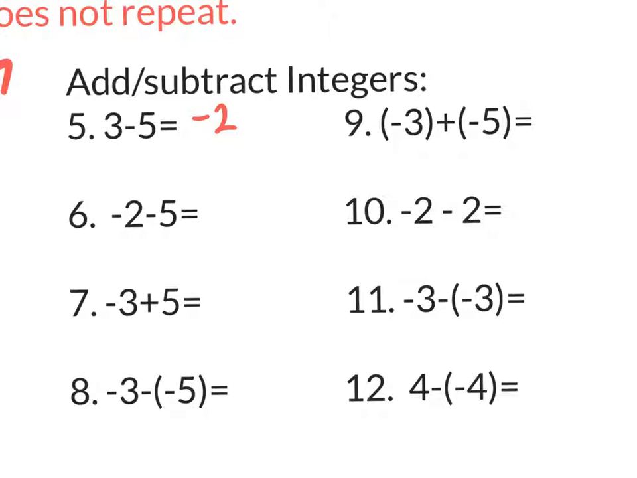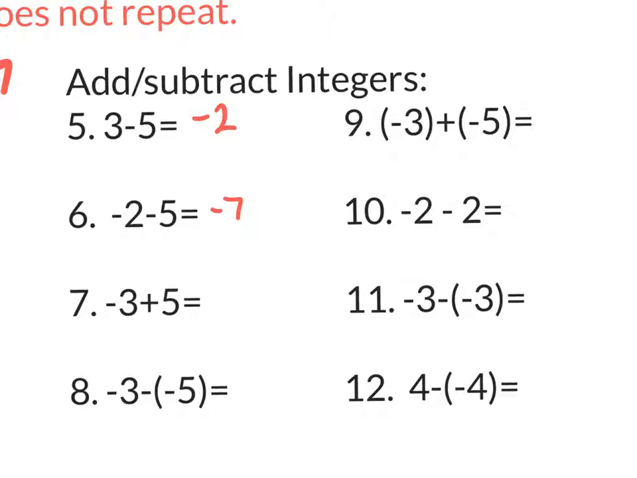What's the answer to number 6? Negative 7. Okay, once again, negative 2 means you owe $2. You owe somebody $2. And then you owe somebody else $5. So if you owe 2 and you owe 5, you're going to owe a total of 7.